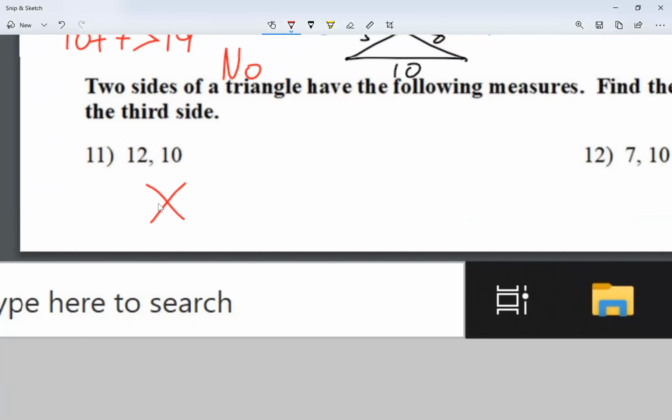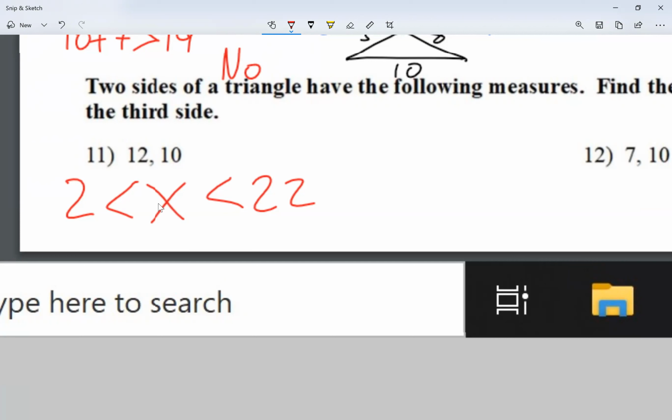I don't know how big the third side is. Actually, I have many values that I can choose. I'm going to say x has to be bigger than 2, but it has to be less than 22. Okay, for right now, let's just say x, the third side, is bigger than 2 but less than 22. I'll tell you guys in a minute how I got those values.